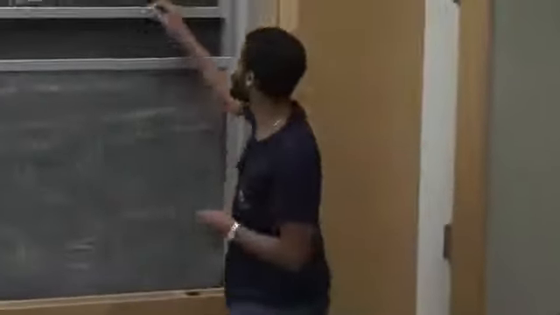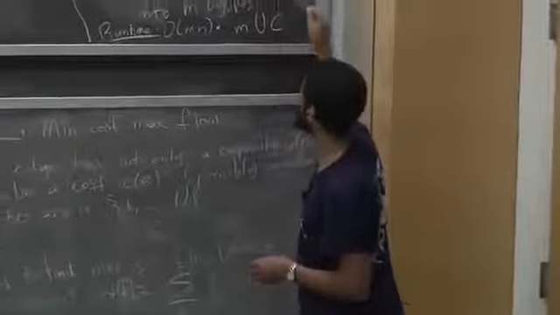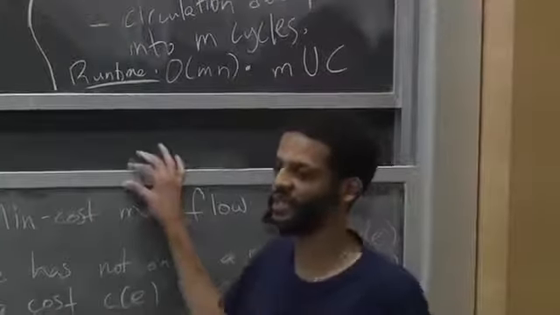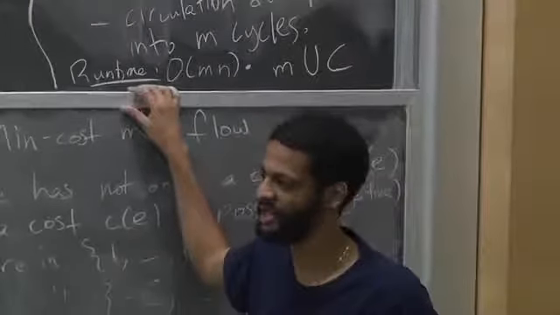Well, there are M edges. They each have capacity at most U, and the cost is at least negative C. So the number of times we can decrease the cost is at most MUC. So I think O of Mn times MUC. So this is a pseudo-polynomial time algorithm. Kind of like the Ford-Fulkerson of min-cost circulation. Okay.